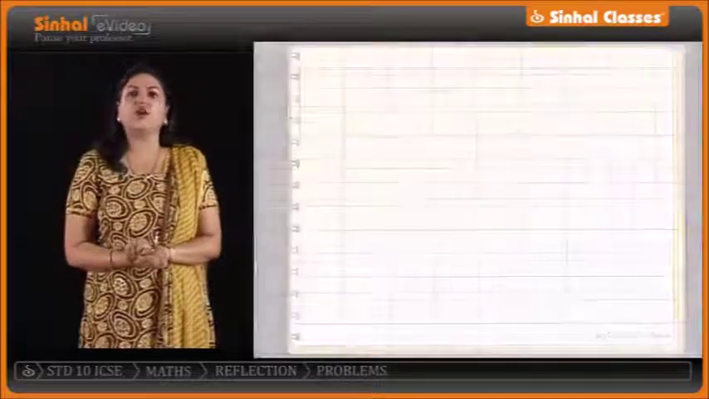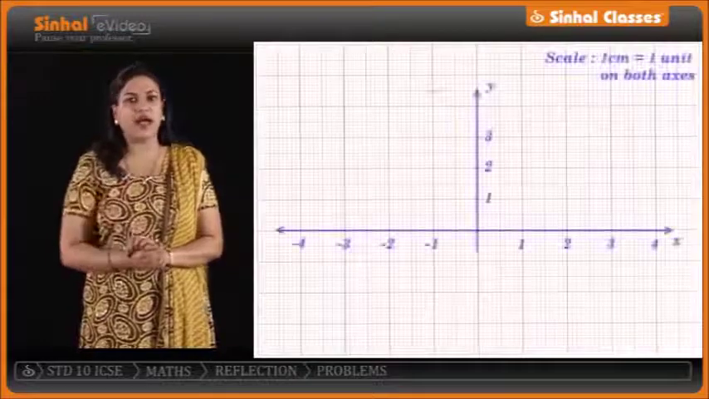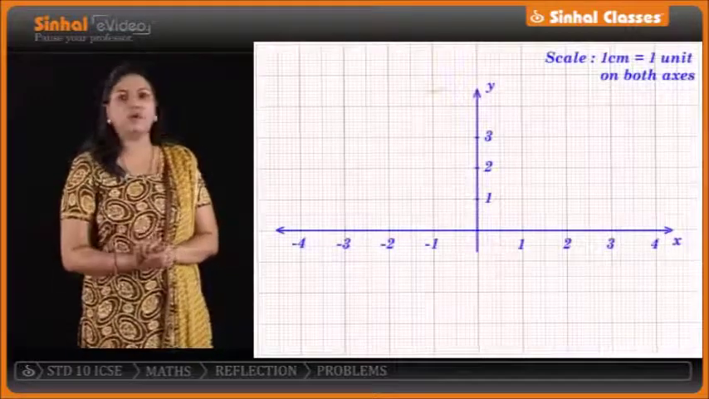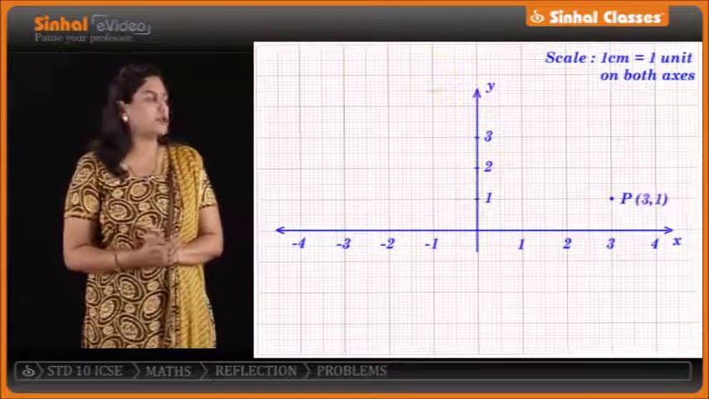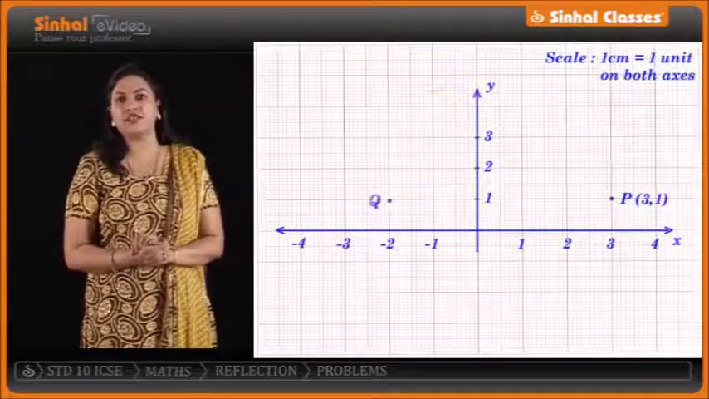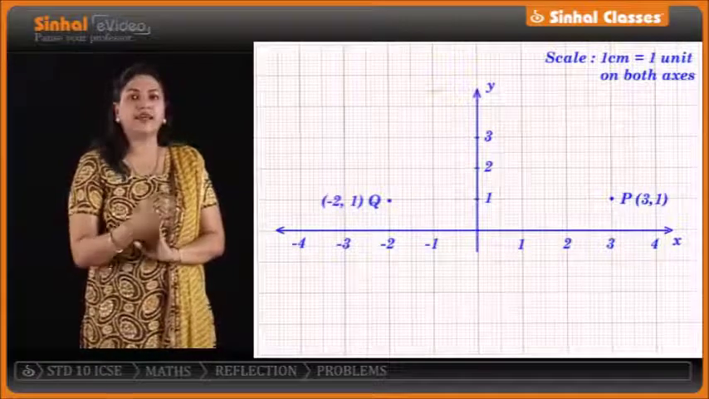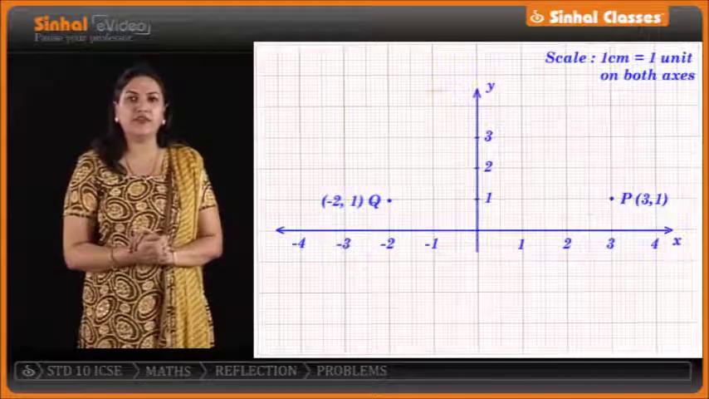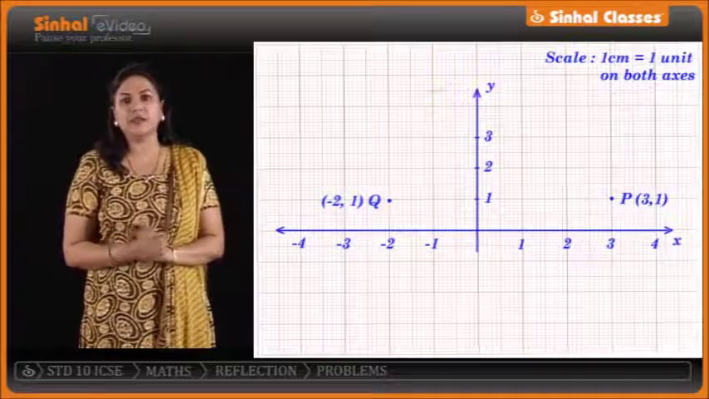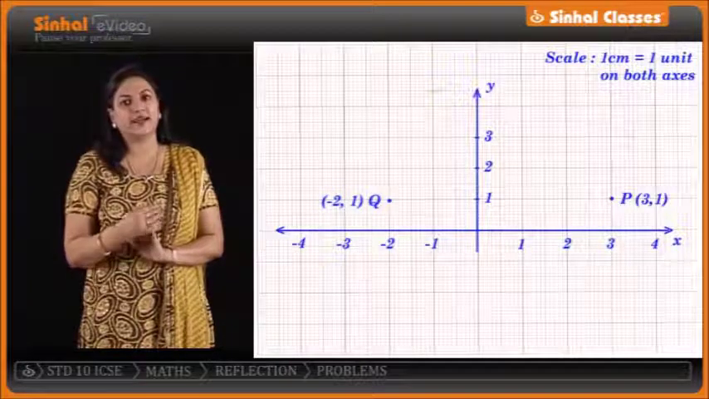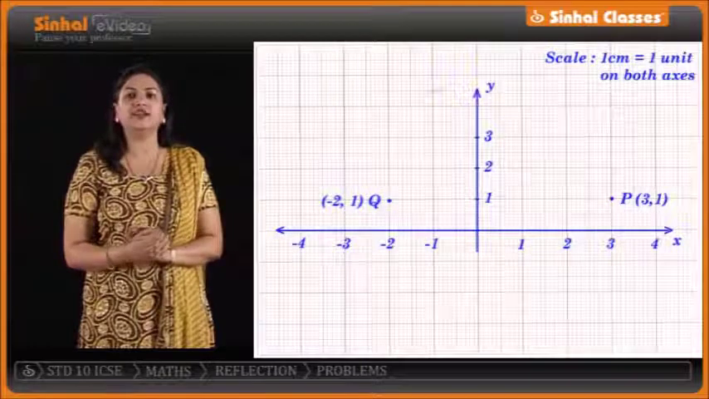Let's draw this on the graph sheet. We draw the x-axis and the y-axis. Now we mark the point P with coordinates 3, 1 and also mark Q with coordinates minus 2, 1. Now we are told that P and Q are invariant when reflected in the same line. Now what do we mean by invariant points? That is, after reflection also, their value should remain unchanged.